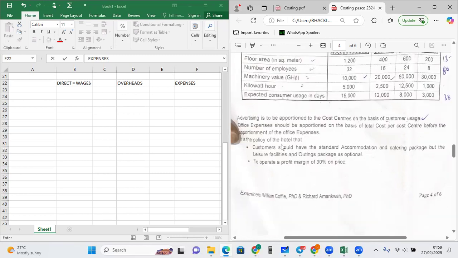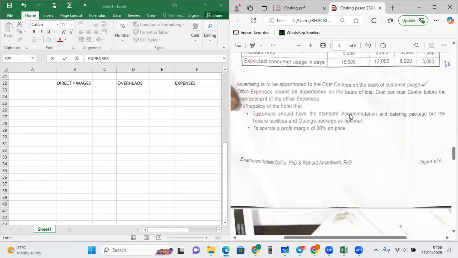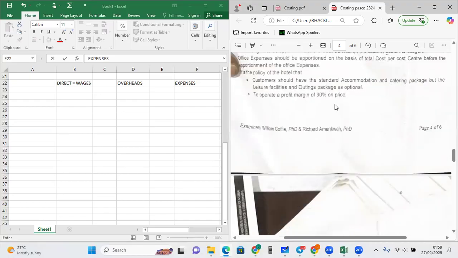It is the policy of the hotel that customers should have the standard accommodation and catering package, but the leisure facilities and outings are optional. So what it means is that no matter what you do for accommodation and catering package or meals, you are going to have it by force, right? But for the other ones, it's optional. You can choose to have it or not. Also their policy is to operate at a profit margin of 30% on price. So margin on price, meaning we have to convert margin to markup.